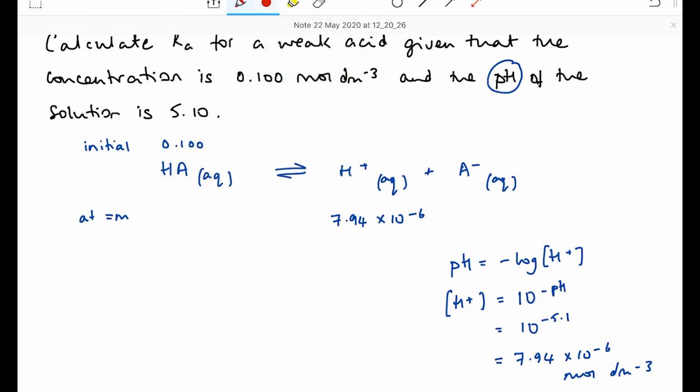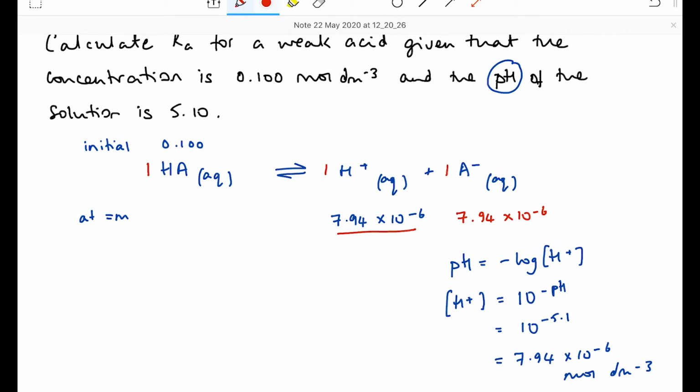Now, let me change colour, make it a little bit clearer. Looking at my expression here, the ratio of HA, acid, to hydrogen ion to anion is 1 to 1. So if I have produced 7.94 times 10 to the minus 6 mole per decimeter cubed of hydrogen ions, I must have the same number of the anion. So I now know the concentration here, 7.94 times 10 to the minus 6. I can work in concentrations here because the volume is constant.